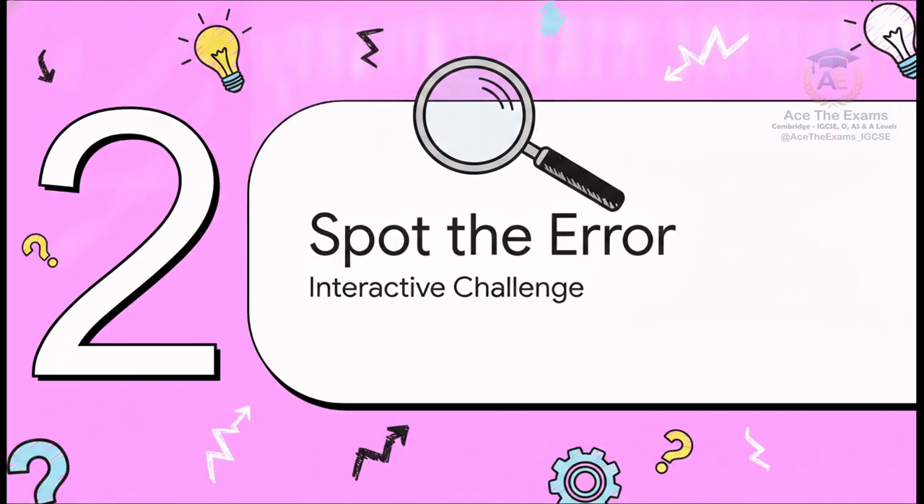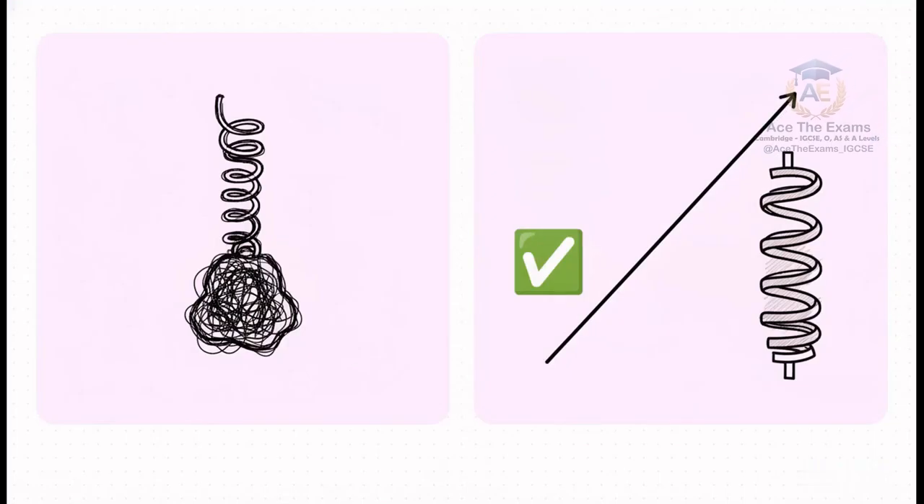Spot the error. Let's test your mark scheme thinking with a rapid pause and predict challenge. Notice how the flawed student answer is technically true. Yes, the spring got longer as the weight got heavier, but it's horribly vague. It earns 0 top-tier marks.